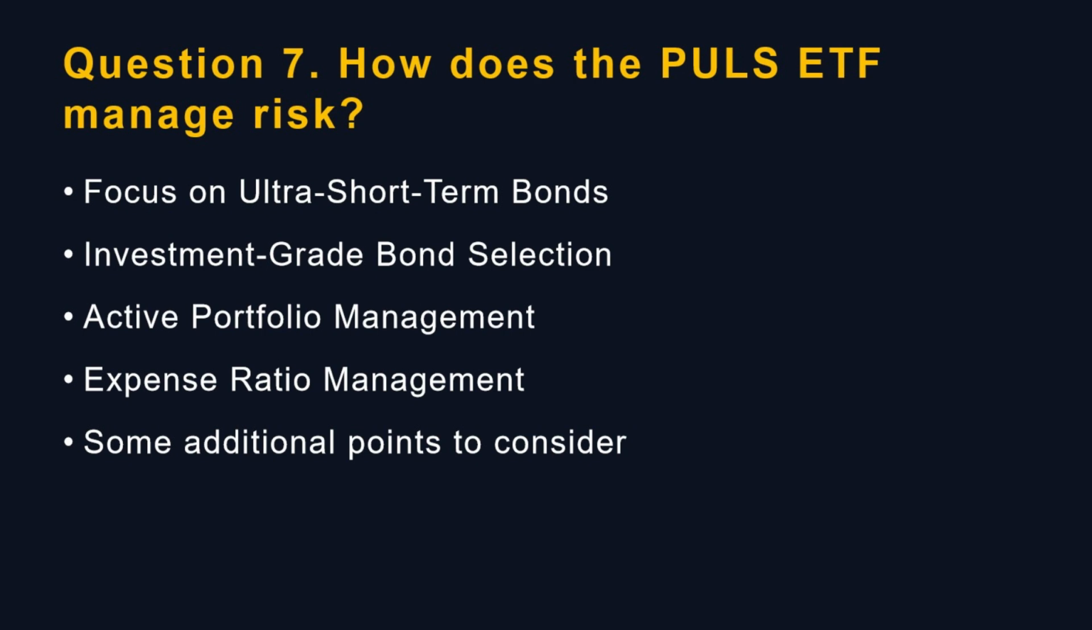3. Active portfolio management. Beyond index tracking. Unlike some ETFs that passively track a specific bond index, PULS is actively managed by a team of portfolio managers. This allows them to make strategic decisions to manage various risks within the ETF. Risk management strategies. The portfolio managers can employ various strategies to manage risk.